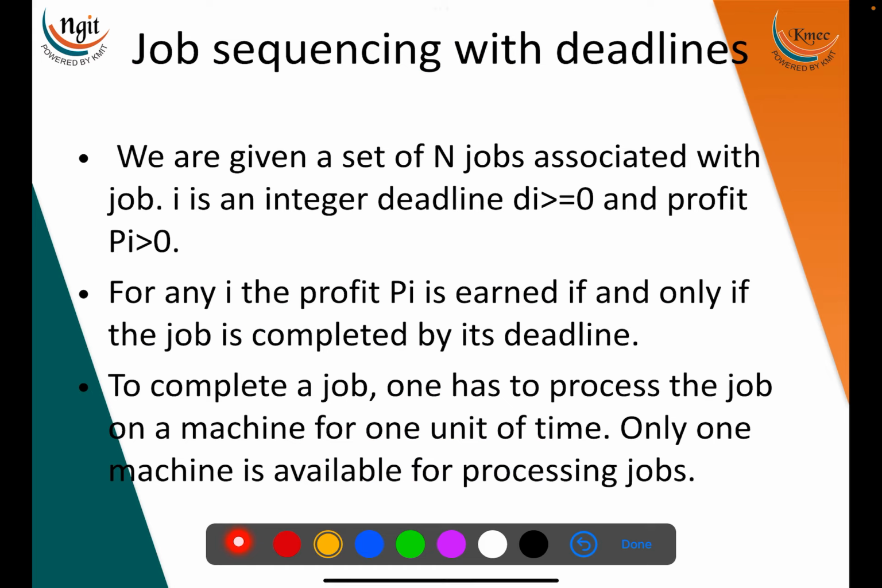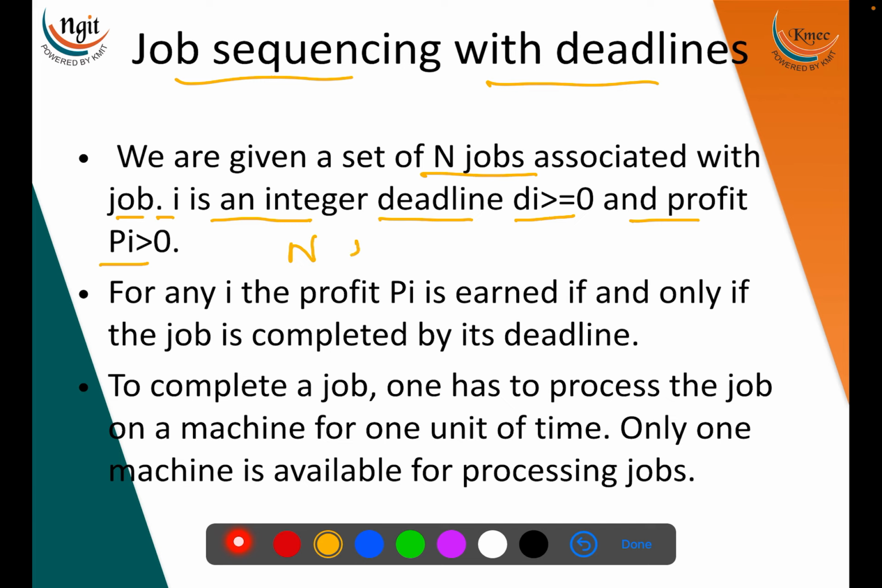Now let's understand what job sequencing with deadlines is. We are given a set of n jobs, where job i has an integer deadline di greater than or equal to 0 and a profit pi greater than 0. So we'll be given some n jobs, that is tasks. Each task will have a deadline to get completed. Always this deadline will be greater than or equal to 0.